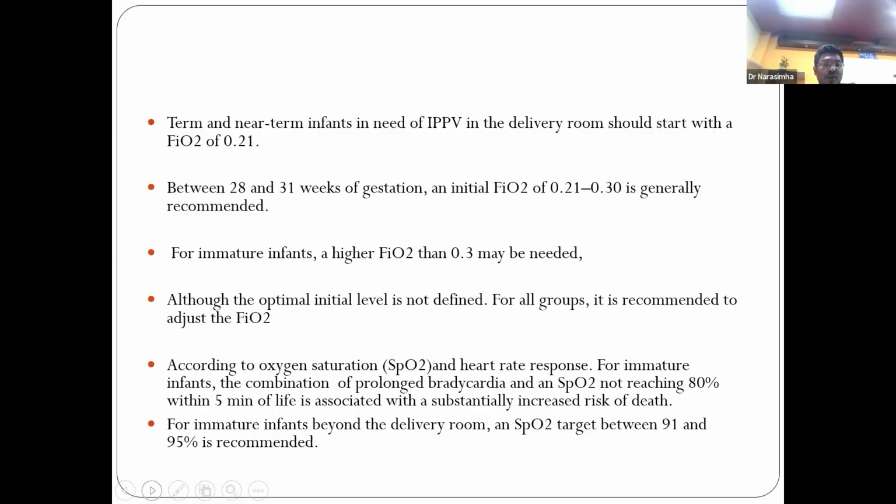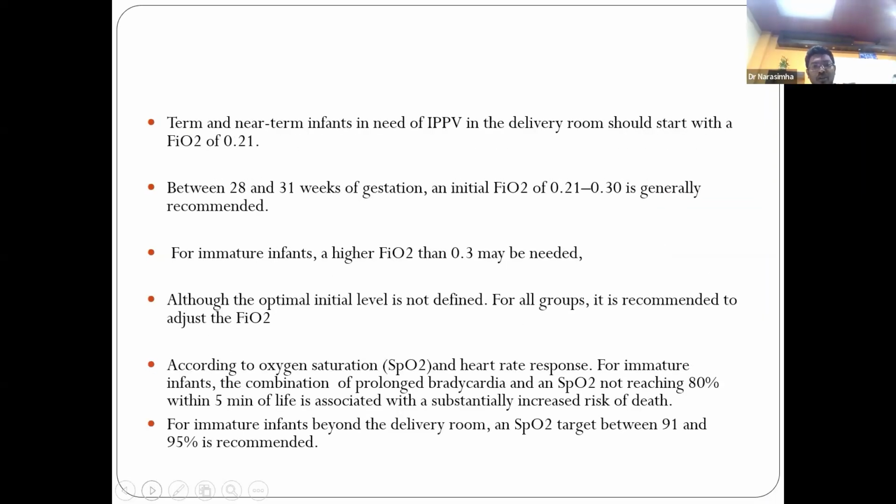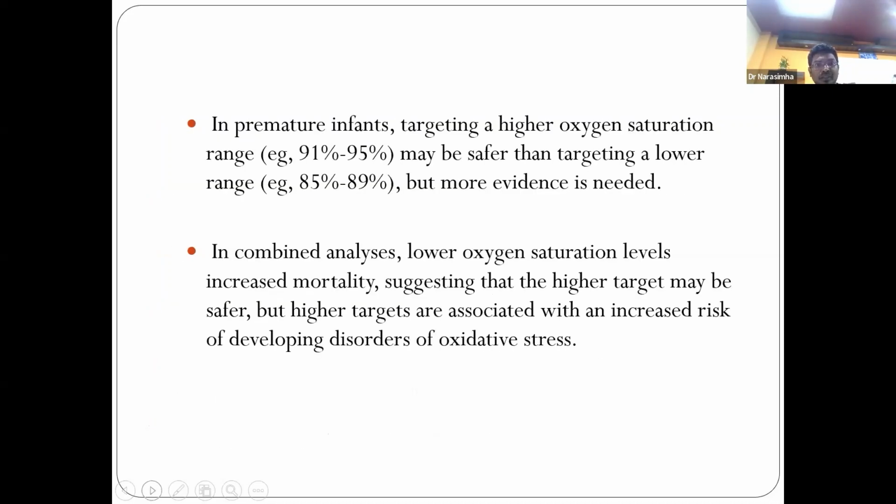For infants beyond the delivery room, an SpO2 between 91 to 95 is recommended. So immature infants beyond the delivery room, SpO2 should be managed between 91 to 95. And for any immature infant having a compromised condition, you should go by this. Like I told you now, prolonged bradycardia and oxygen saturation not reaching 80 is a dangerous sign for all of us. Then the next slide. In premature infants, targeting a high saturation range, for example 91 to 95, may be safer than a lower range, but more evidence is needed on it.